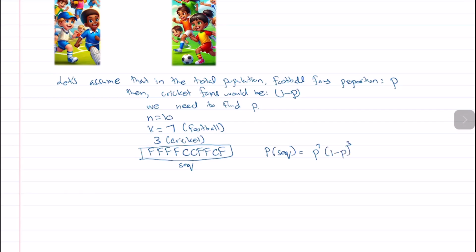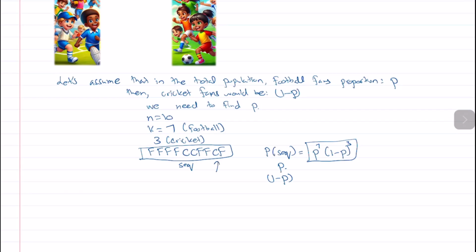Hopefully this should be very clear. This is because each person that you ask is independent. So the probability of somebody saying that they love football would be p, and the probability of anyone saying that they love cricket would be 1 minus p. Because the questions you ask each person are considered independent, all you do is multiply either p or 1 minus p. So you have p^7 and (1 minus p)^3. In the end, that's the probability of observing this particular sequence.